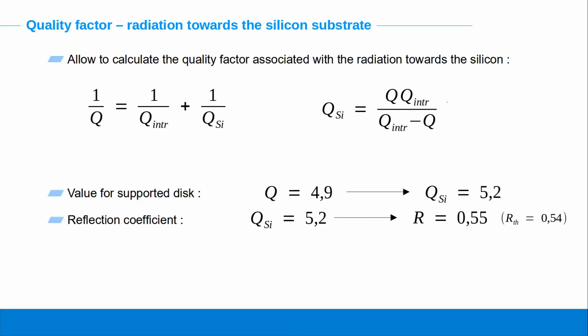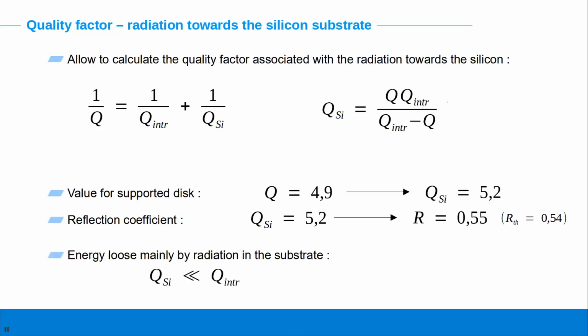And we can even use this value to determine the reflection coefficient from gold to silicon. And we obtain here, in that case, a value of 0.55, which is very close to the one expected using the acoustic impedance of both materials. But the very important thing is that we can observe that the quality factor associated with the silicon substrate is much smaller than the one associated with the intrinsic phenomena, meaning that this mode lost way more energy by radiation in the substrate than due to the intrinsic phenomena.